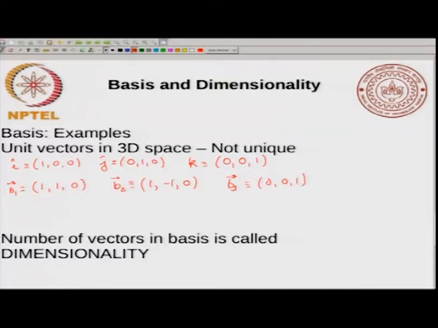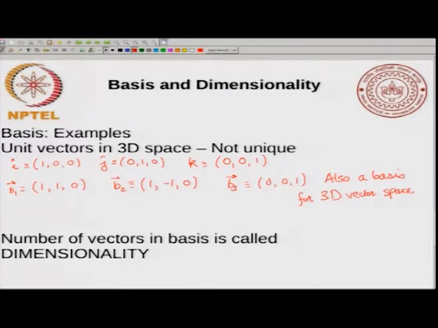So, this is also a basis for 3D vector space. Okay. So, the basis is not unique, you can have many different bases, but they should still satisfy the conditions that they should be linearly independent, and you can write any vector as a linear combination of these. Okay, and you can verify that, you can write any vector as a linear combination of these linearly independent vectors.